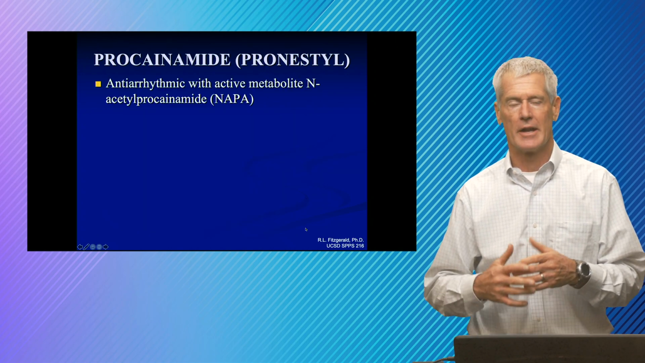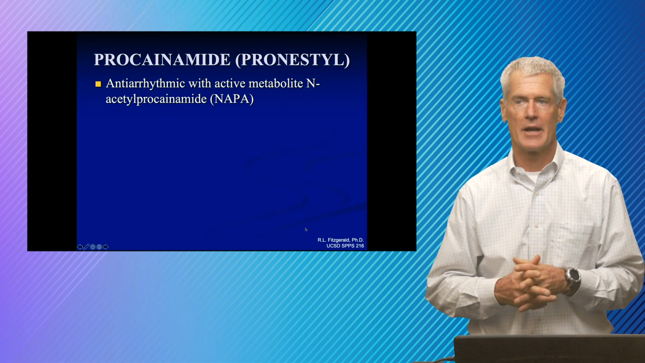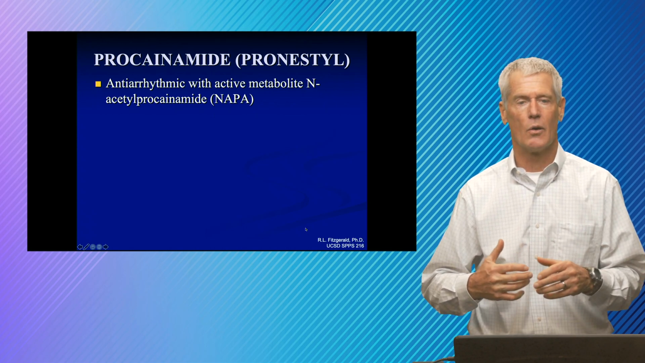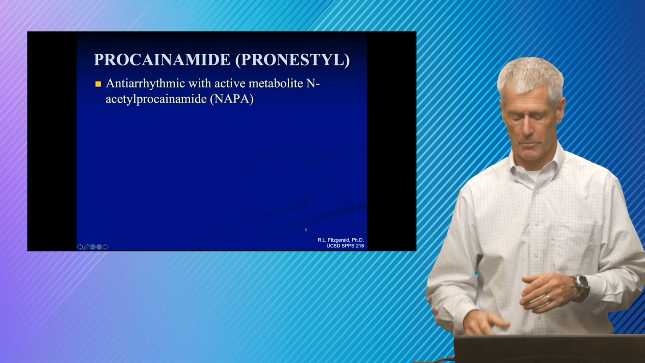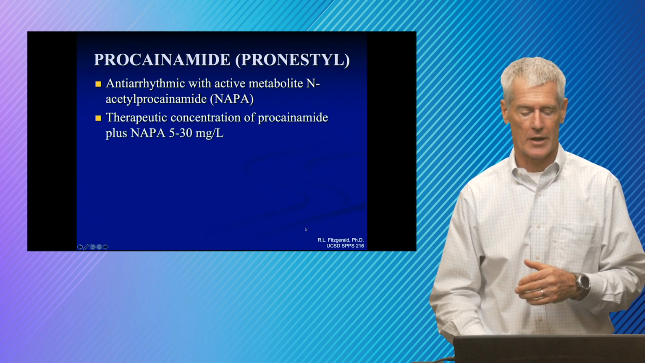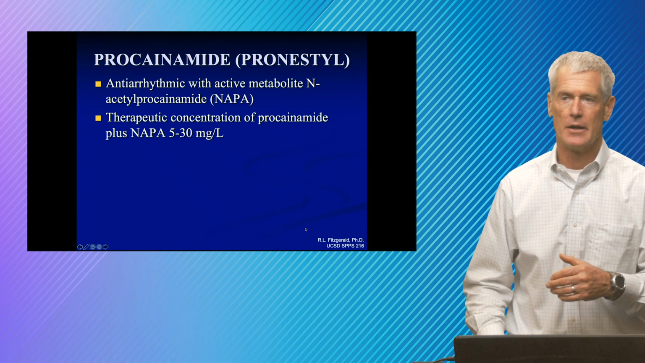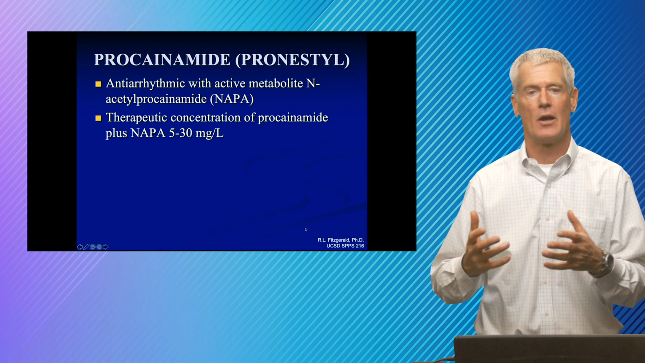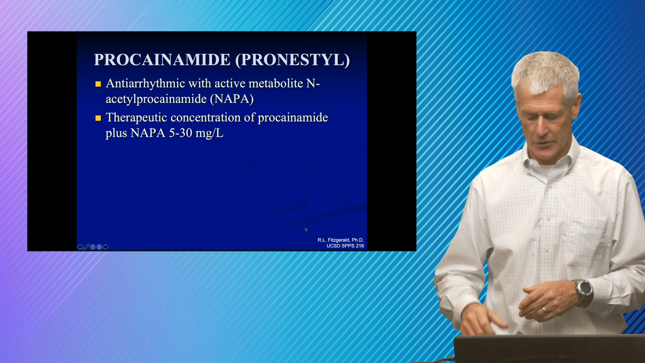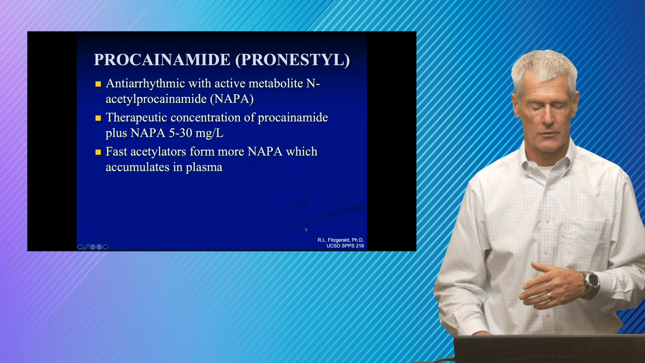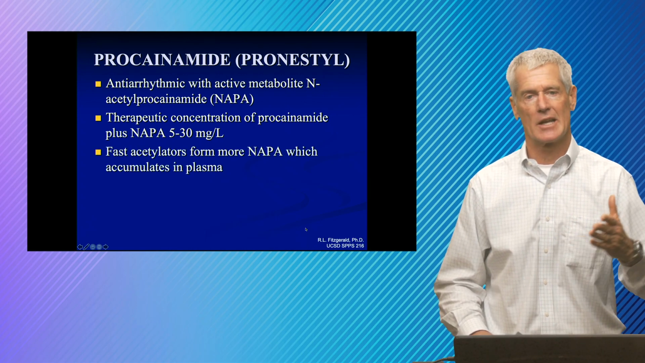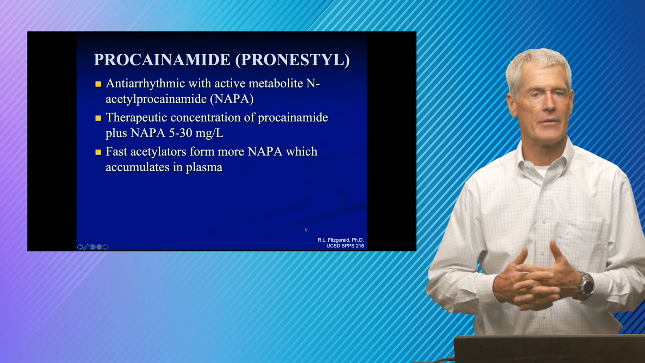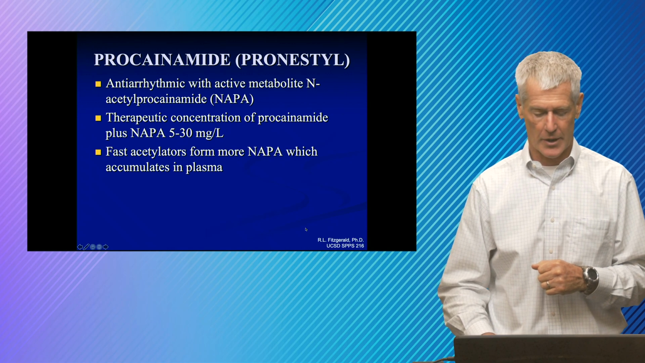Procainamide is an antiarrhythmic. It has an active metabolite, NAPA, or acetylprocainamide, and so it's important to measure both procainamide and NAPA when you're trying to interpret. So you essentially just add the concentration of procainamide with the NAPA, and it should be in that 5 to 30 milligram per liter range. There are fast acetylators and slow acetylators, so some people form more NAPA, and so again, that's why it's important to measure both compounds.